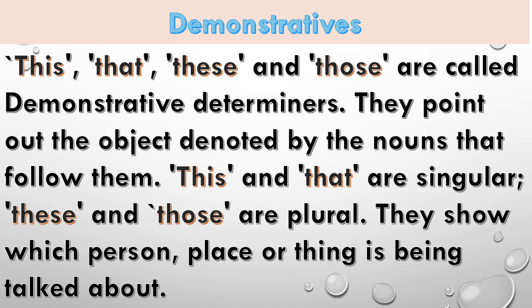Okay, students? Last is demonstratives. This, that, these, and those are called demonstrative determiners. They point out the object denoted by the nouns that follow them. This and that are singular. These and those are plural. They show which person, place, or thing is being talked about. Okay, students? So this was the definition, meaning, and types of determiners. I hope, students, you have noted down all the things in your notebooks.